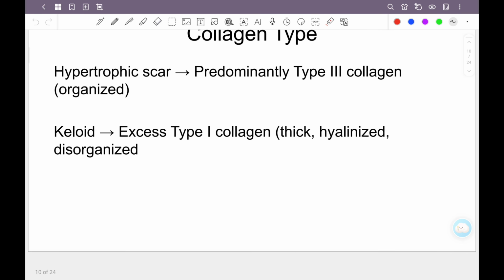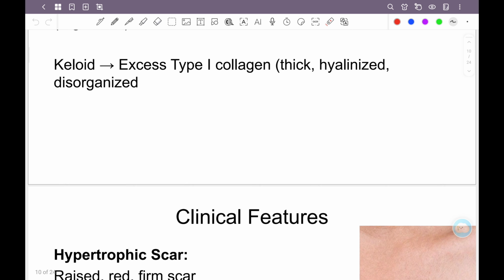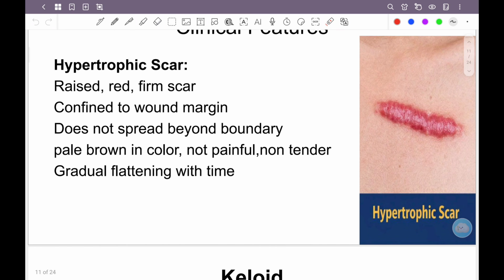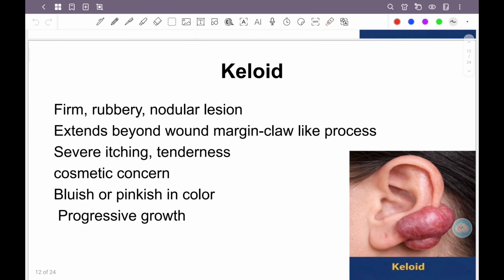So what are the clinical features the patient presents with? First, the hypertrophic scar. A hypertrophic scar is raised from the surface. It is red as well as a firm scar, but it is confined to the wound. It does not spread beyond the boundary of the injury. It is mainly pale brown in color, non-painful and non-tender, and gradually flattens with time. Recurrence is less.